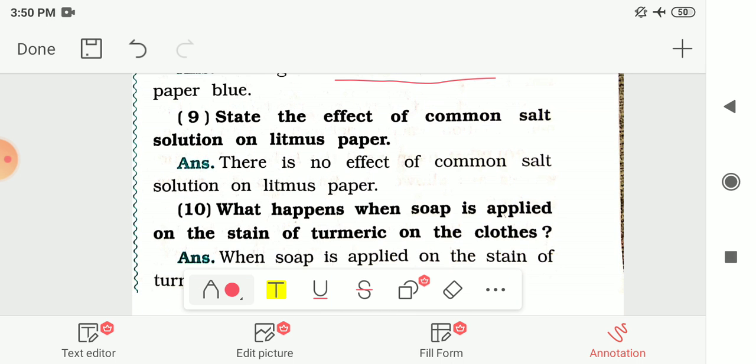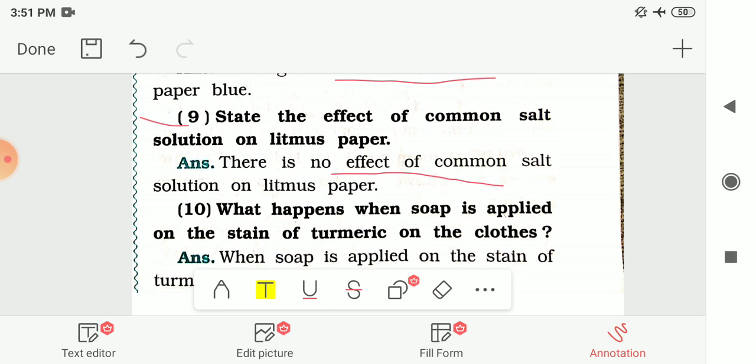Next is state the effect of common salt solution on litmus paper. There is no effect of common salt solution on litmus paper, as earlier we had seen that this one is the neutral solution, so it will not affect any of the litmus paper, so it will not show any effect on the litmus paper.